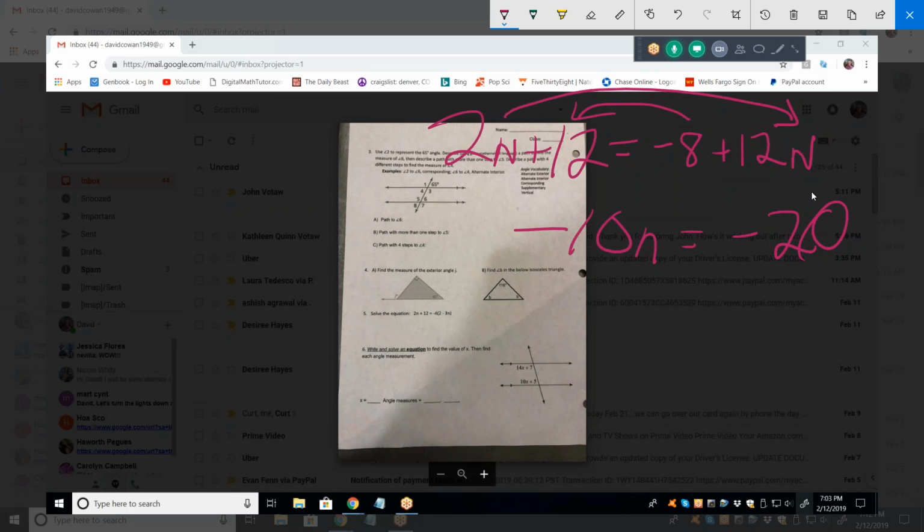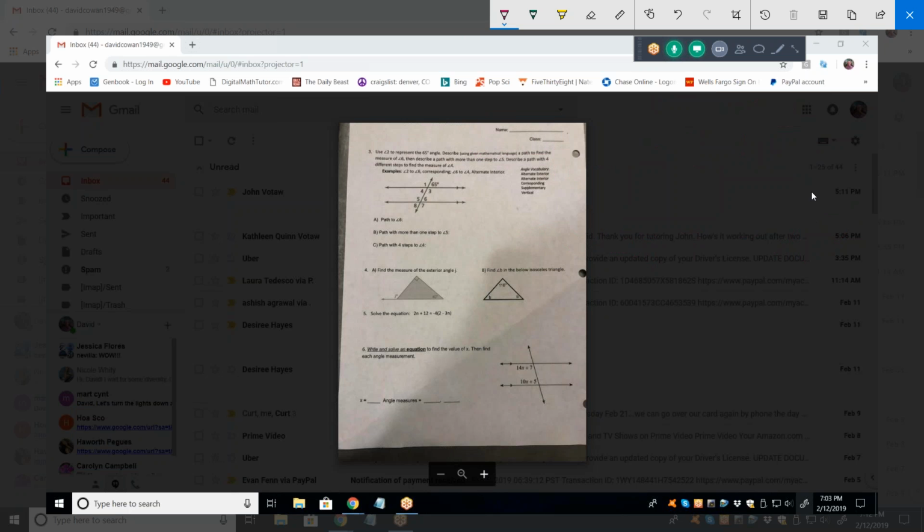So always remember that the first step when you gather like terms is to figure out which side you want to put n on. If I put it on the right side, it'll have a positive coefficient. If I put it on the left side, it's going to have a negative coefficient. Always go with the positive coefficient. There's no advantage to having n on the left as opposed to the right. Your variables are perfectly fine on the right side.